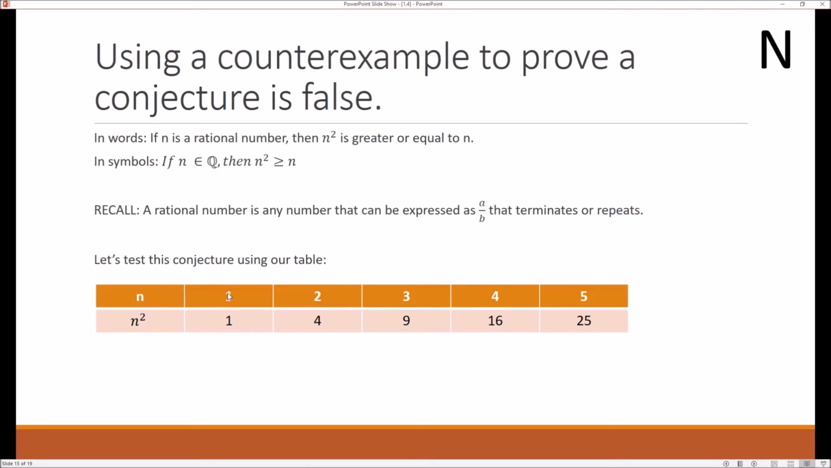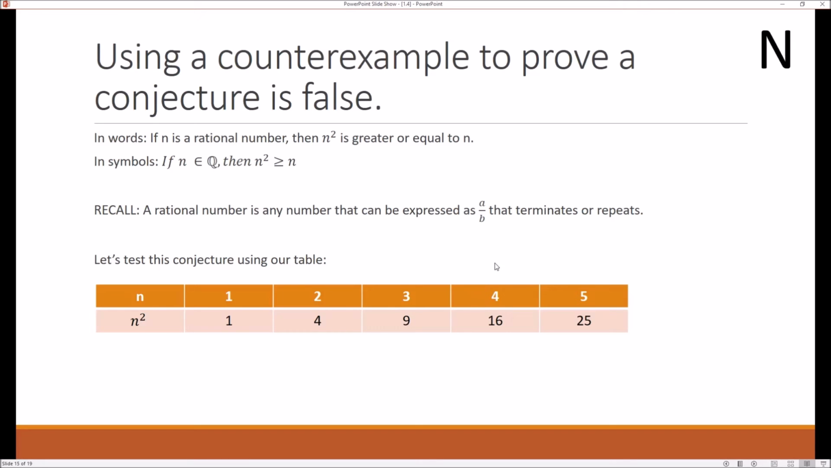So if n is 1 and I square it, I get 1. 1 is greater than or equal to 1, so that holds because they're equal. And when you're reading these problems, you really have to pay attention to the conditions, and that's why in symbols it makes it much easier to follow, because 1 is equal to 1, we're good there. Now if n is equal to 2, 2 squared is 4. 4 is definitely greater than or equal to 2, so that passes. 3 squared is 9, that passes. So far this conjecture looks great.